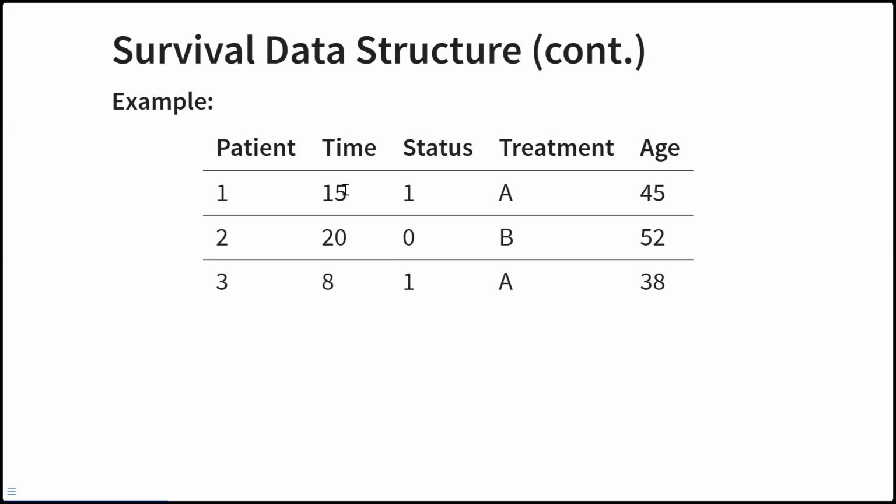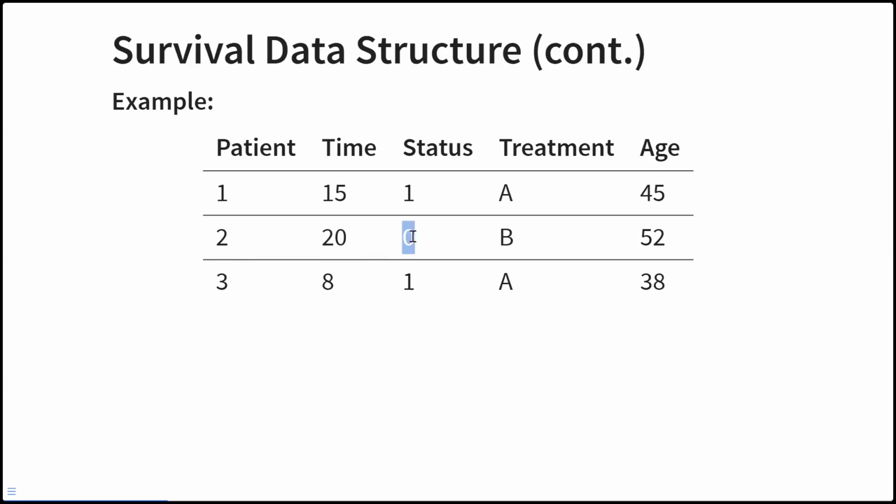And it took patient 1 15 days. Let's take this as days. It took patient 1 15 days before dying. And patient 1 received treatment A, and also the age of patient 1 is 45. You can see we have 2 variables. The second is time. The second one was censored.